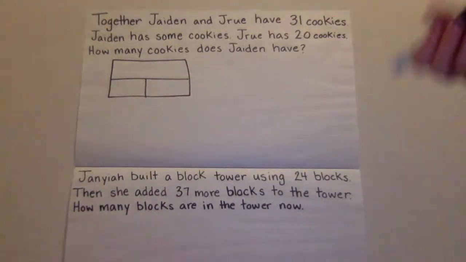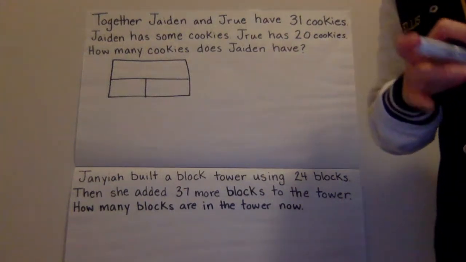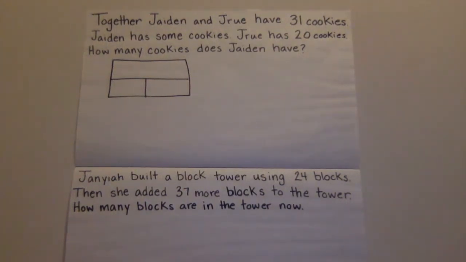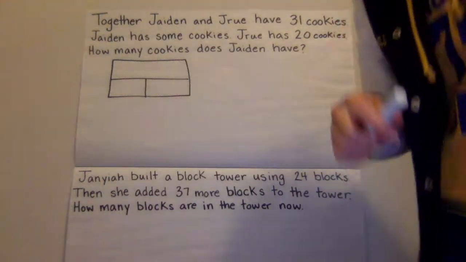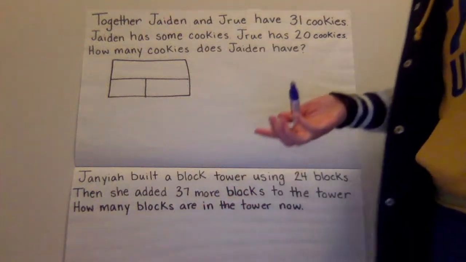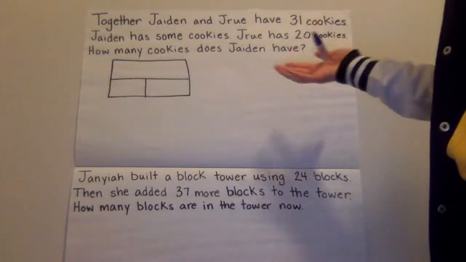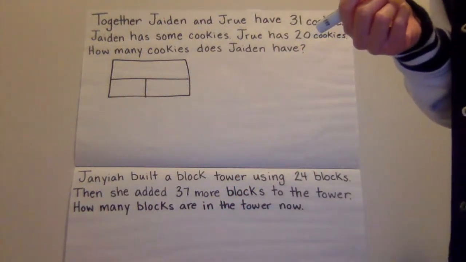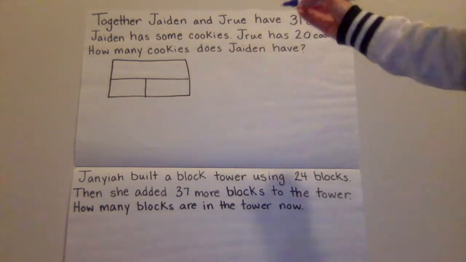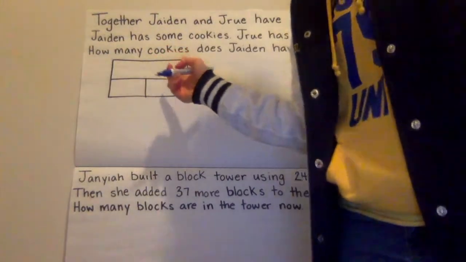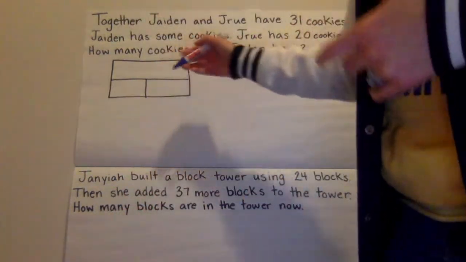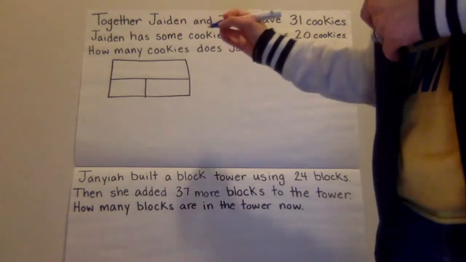Awesome. Now, let's think about what do we know. Together, Jaden and Drew have 31. If it says together, they have 31, do we think that's our part or our total? Yeah, I heard a lot of people say, well, that probably has to be our total because it says together. That means they put them together already. So go ahead and write 31 in your total box.